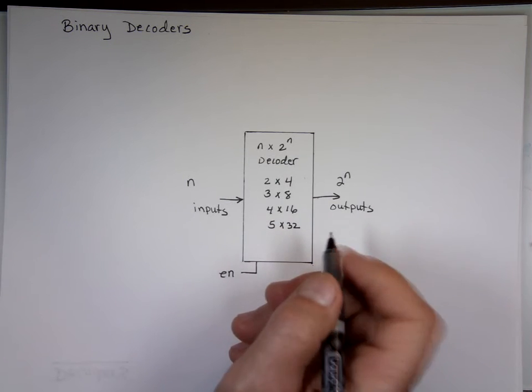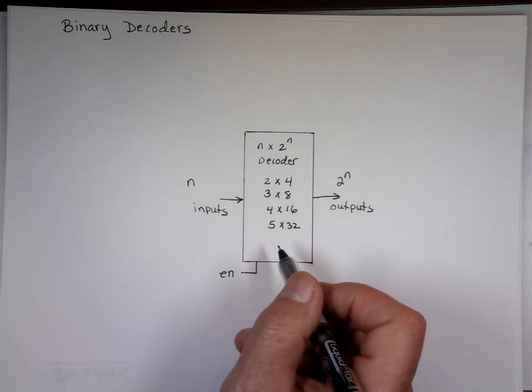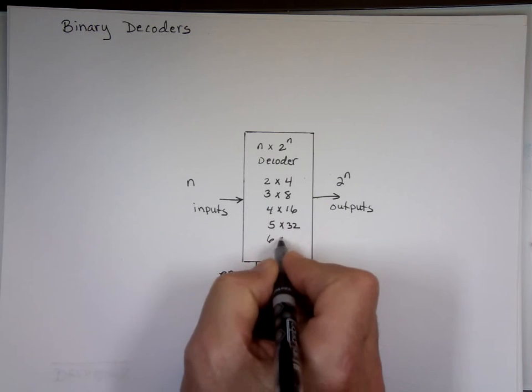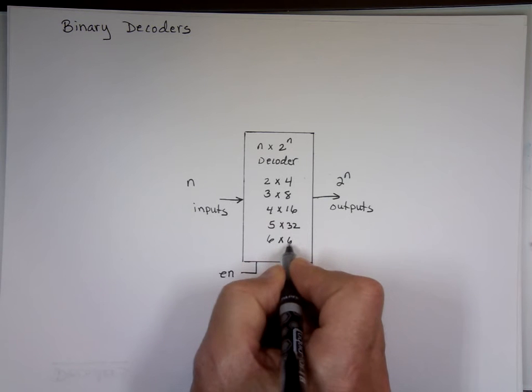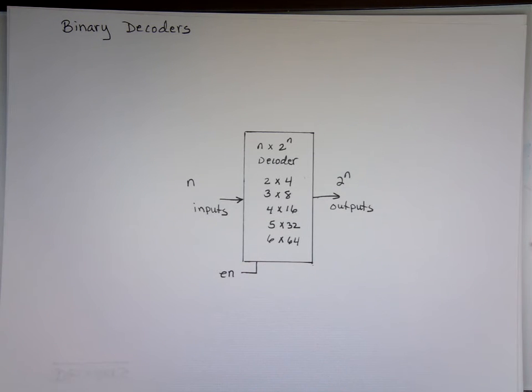And to be honest with you, in the lab, I don't have anything past the 16. So if I need 5 by 32 or 6 by 64, I have to be creative and use more than one decoder to do that. So we'll play with that today. We'll say I need 6 by 64 and you only have 4 by 16. How do you go about making a 6 by 64 decoder when you only have 4 by 16? But before we get to that, let's take a simple one and see what it looks like.